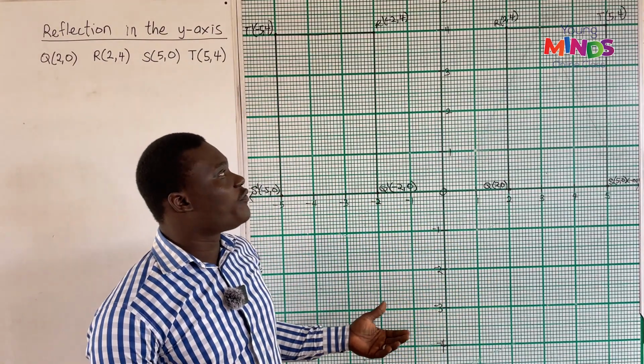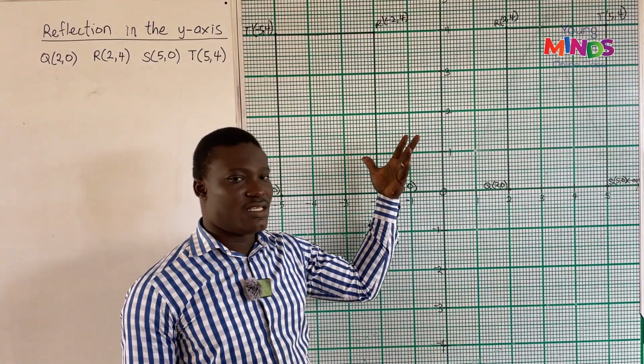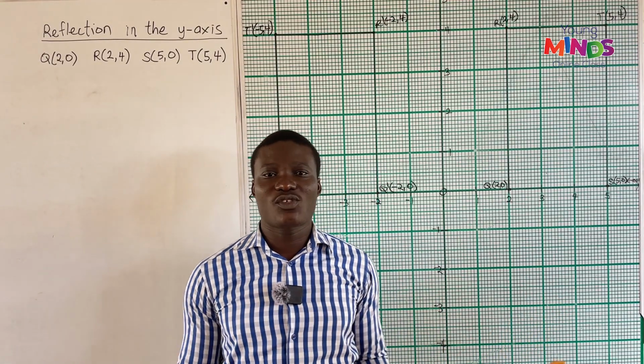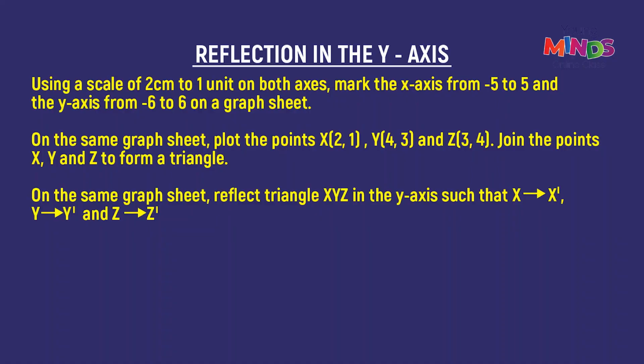So this is how to reflect an image in the y-axis. I will entreat you to take this one as an assignment. Try your hands on it, and if you have any question, you can drop it in the comment section.